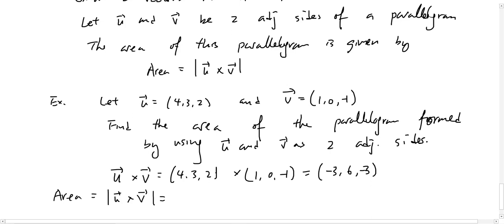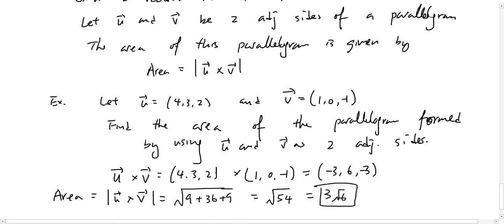So the area is equal to the length of the cross product, which is the length of this vector, the square root of 9 plus 36 plus 9. So it seems to me that comes out to be the square root of 54, or 3 radical 6. And no, I don't want it in decimal form. I would rather have it in radical form.